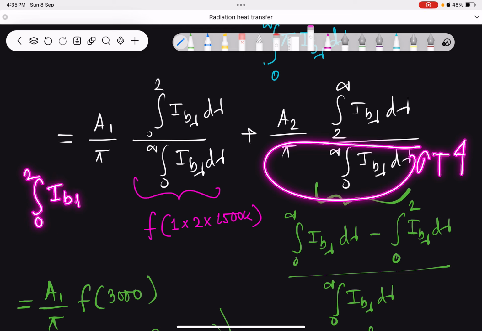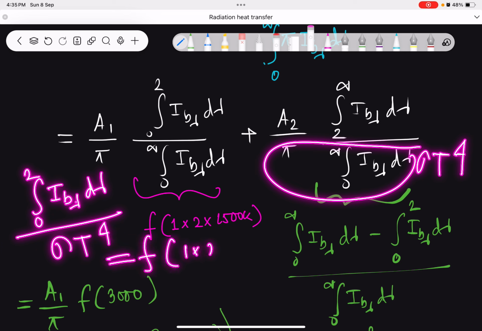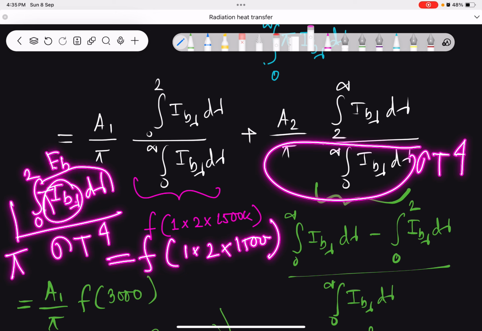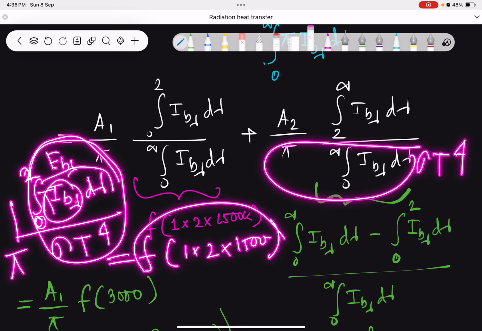But now the integral from 0 to 2 of I_b lambda d lambda by sigma T to the power 4 is not equal to f of 1 to 2 at 1500 Kelvin. This is not equal to this. You have to be very careful. What you have to do is multiply a pi here and multiply a pi here. Then this becomes E_b lambda d lambda from 0 to 2, and then this is equal to this fraction.